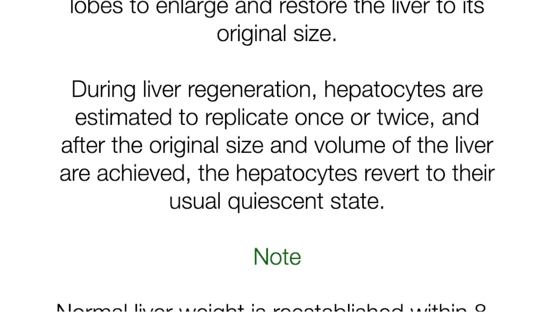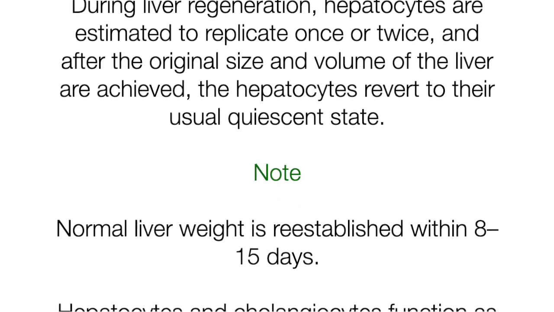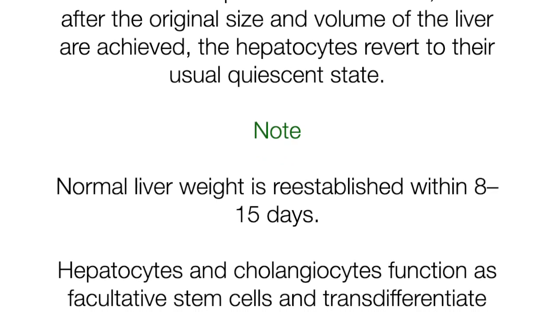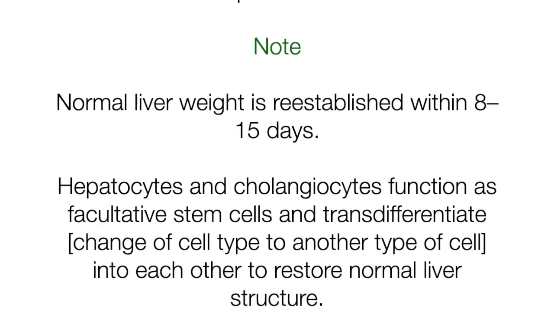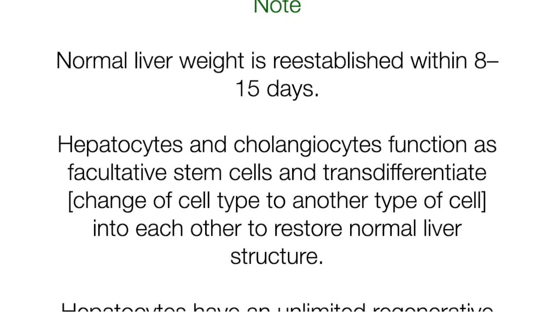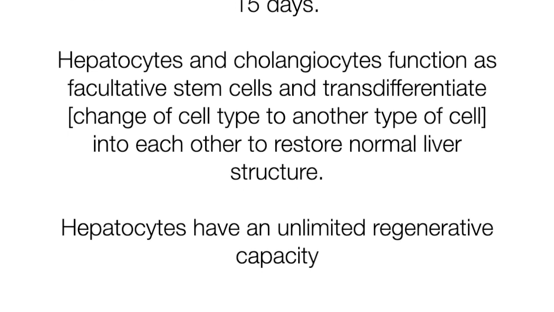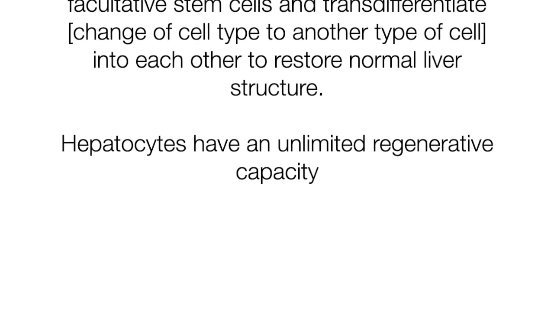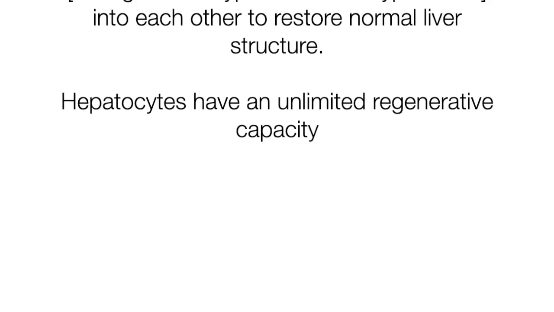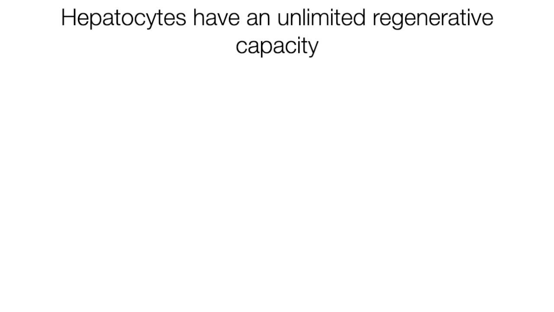During liver regeneration, hepatocytes are estimated to replicate once or twice, and after the original size and volume of the liver are achieved, the hepatocytes revert to their usual quiescent state. Note: normal liver weight is re-established within 8 to 15 days. Hepatocytes and cholangiocytes function as facultative stem cells and transdifferentiate, that is, change from one cell type to another, into each other to restore normal liver structure. Hepatocytes have an unlimited regenerative capacity.